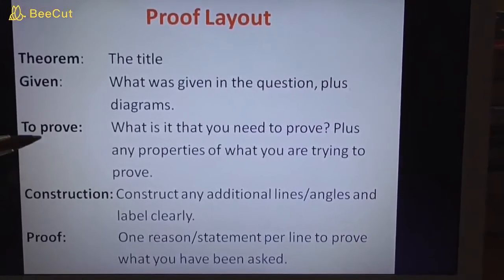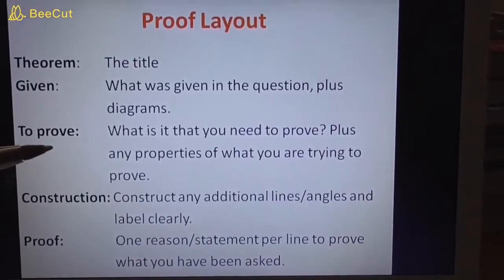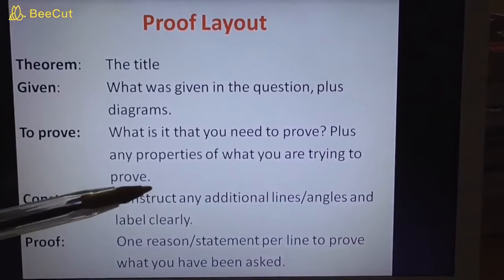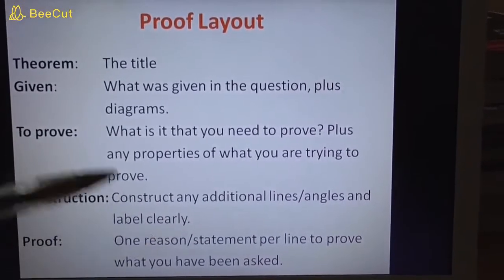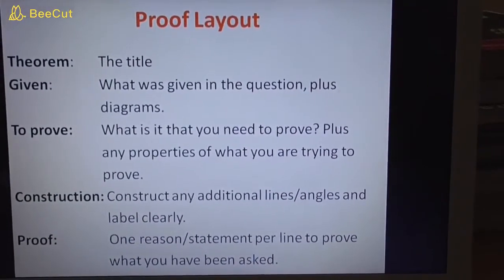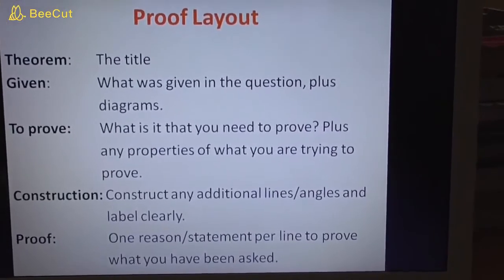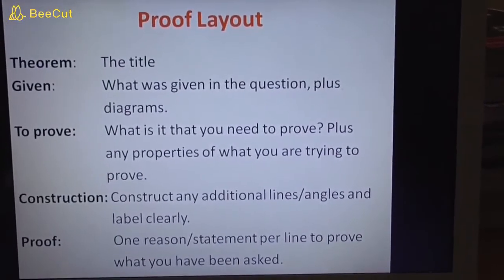Then the next stage would be to prove. So what is it that you're actually trying to prove? And plus any properties of what you are trying to prove. Property might be, if you have to prove that this side is equal to this side, or this angle is equal to this angle, or whatever it is that you have to prove.